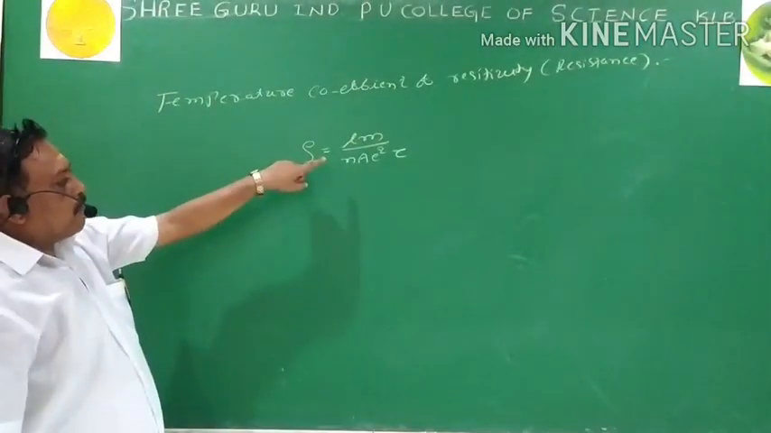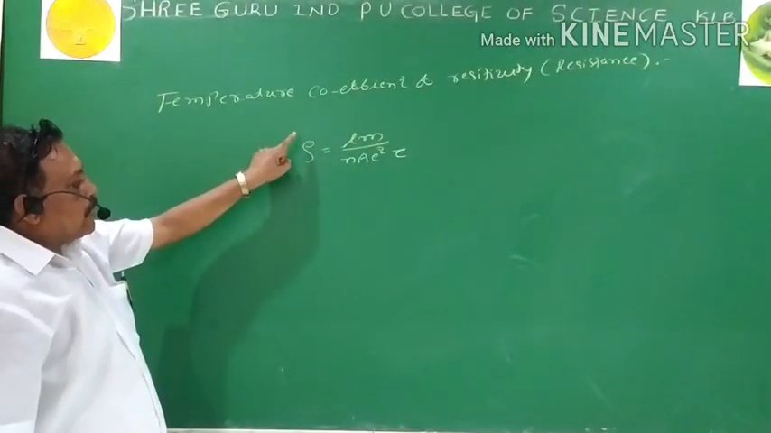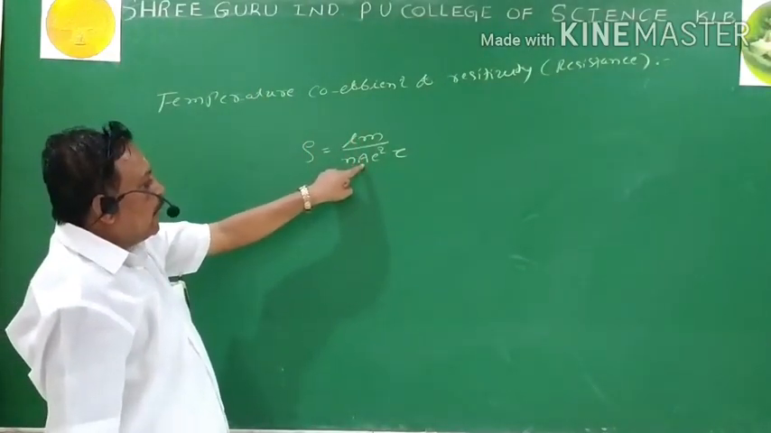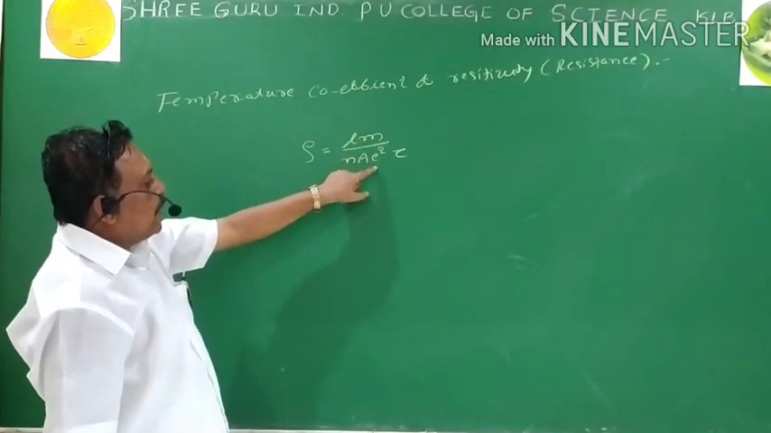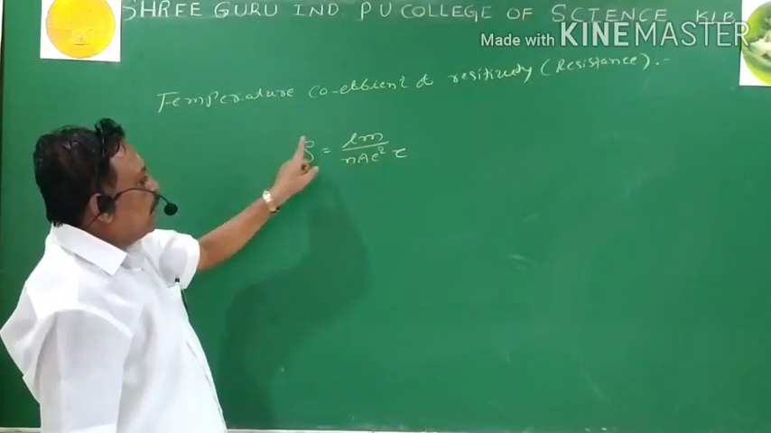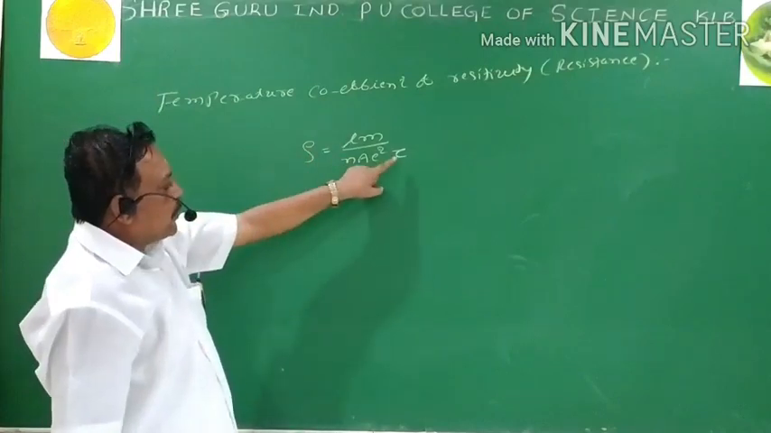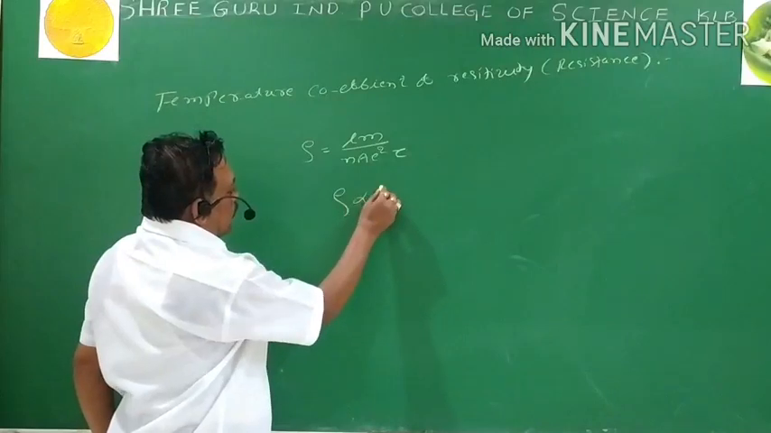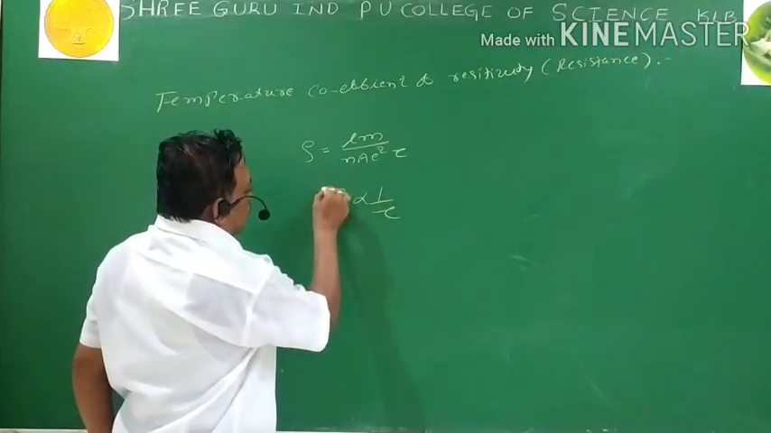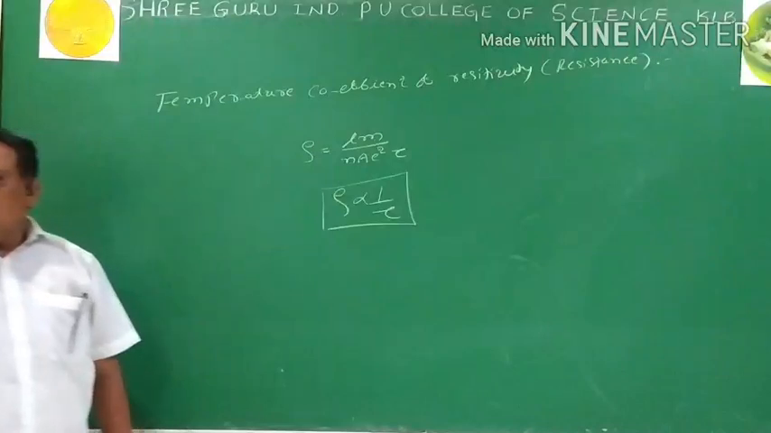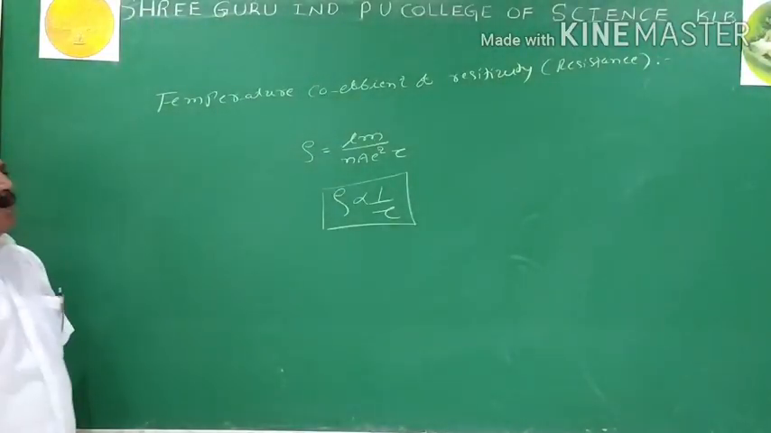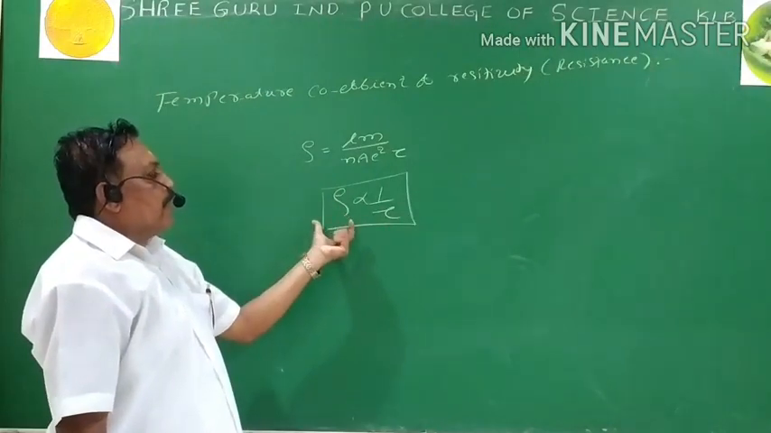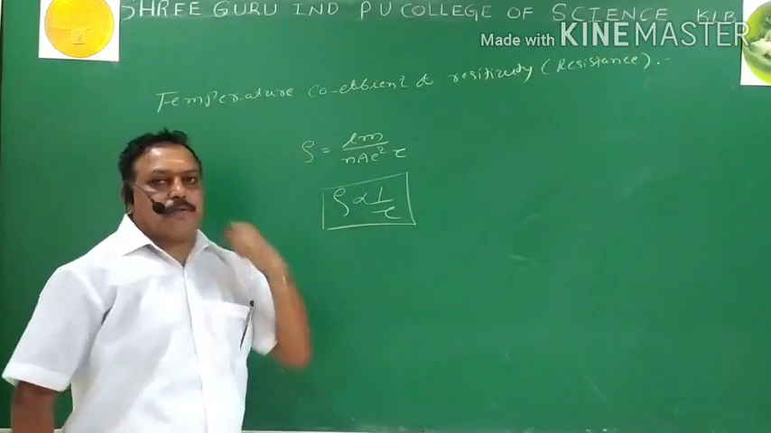When I see the equation, what is the relation between resistivity and relaxation time? Because m, n, and e are constant, and L and A are also fixed factors, rho with respect to relaxation time: the relation between them is that rho is inversely proportional to relaxation time. By keeping this equation, I go for a slight explanation of how the resistivity of the conductor increases with temperature.